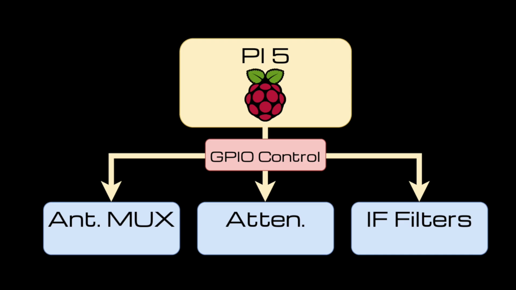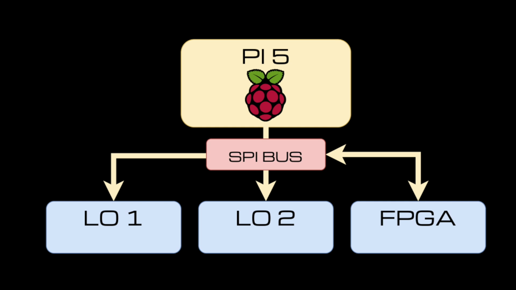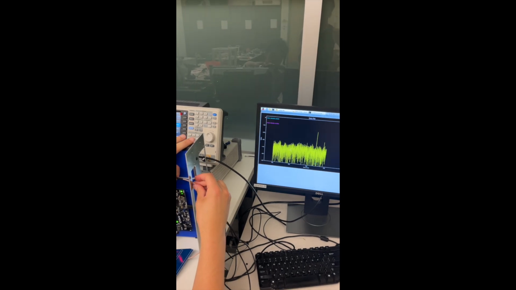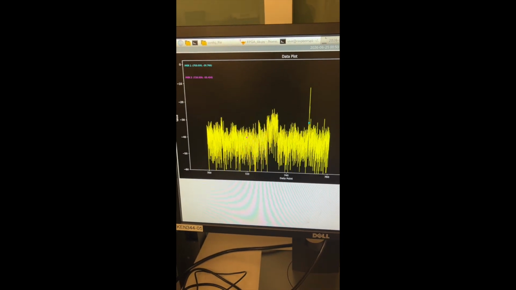From the Pi 5, we communicate with the antenna multiplexer, the input attenuator, and the output IF filters. All this communication is done with simple output GPIO pins. For more complex information, we make use of a SPI transmission bus. The SPI bus contains both local oscillators for mixing and the FPGA device. The user interacts with a GUI created in Python that runs on the desktop of a Linux environment.